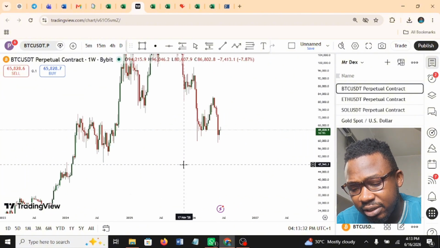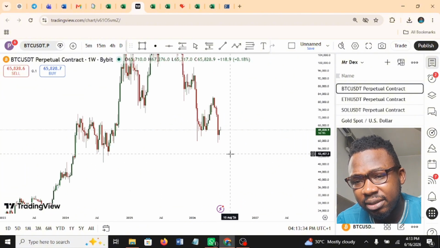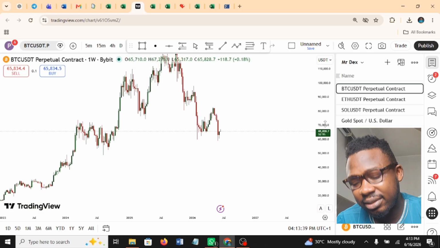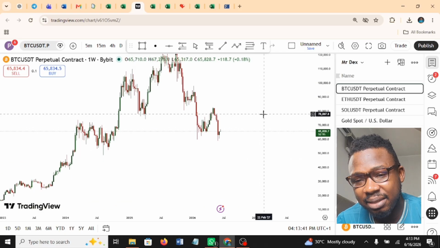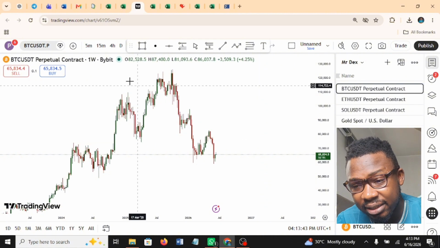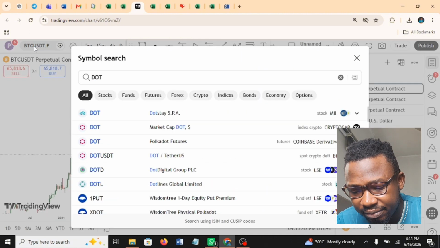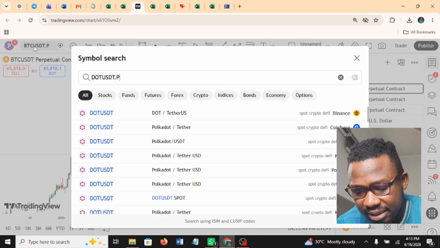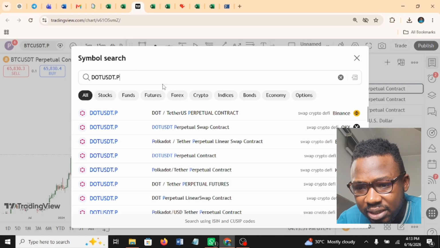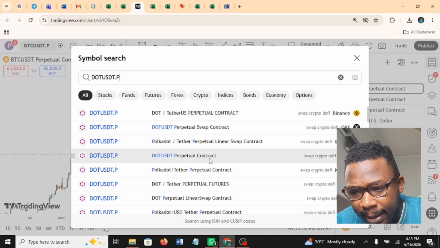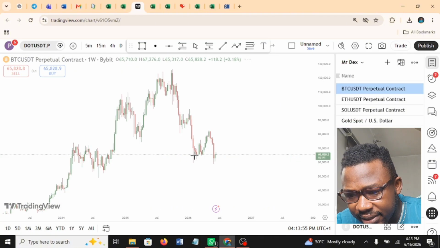Let us look at Bitcoin. Or should we analyze another coin? Maybe we can try another coin. Let it not be that I'm only analyzing Bitcoin. If you have any other coin, we can look at it. Okay, let's look at DOT. DOT USDT perpetual, using Bybit.